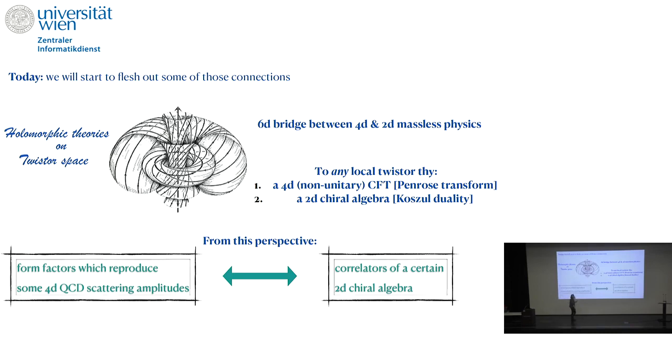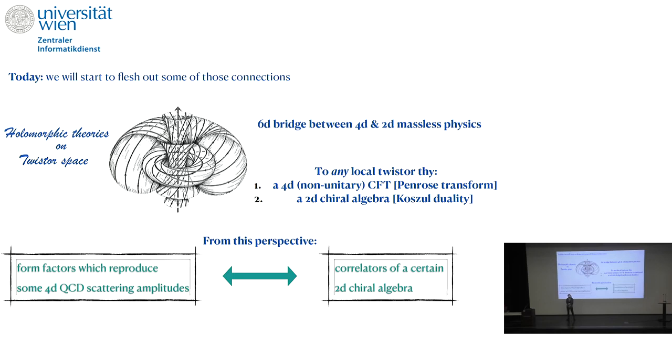What's perhaps a bit less familiar is that to such a theory, one can also construct a 2-dimensional chiral algebra by means of a construction called causal duality, which I'll explain in the bulk of my talk. So this works for any local 6D holomorphic twistor theory. I'll focus on a particular one today by means of illustration. But from this perspective, Kevin and I proved an isomorphism between correlation functions in our 2-dimensional causal chiral algebra and form factors in the 4-dimensional theory.